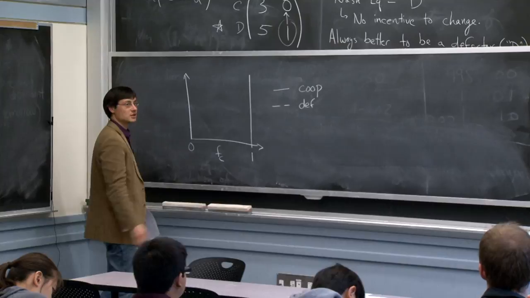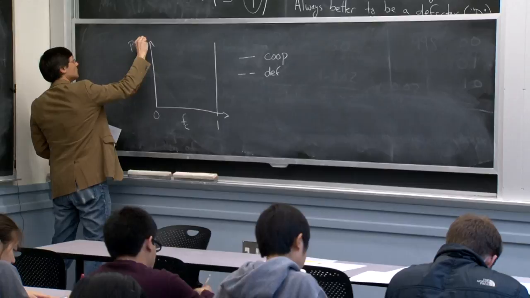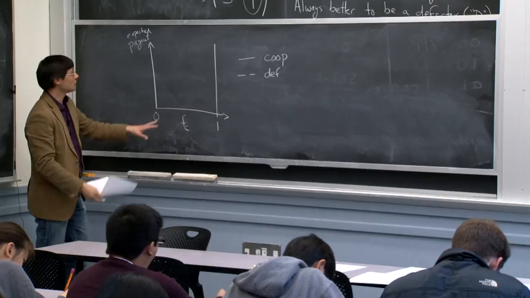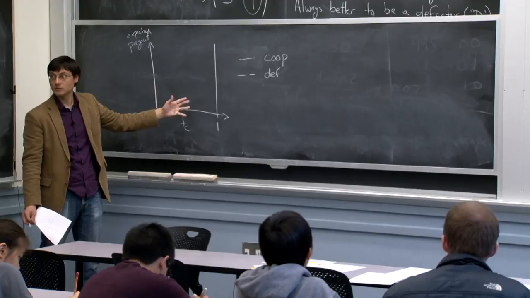I'd like to encourage you to try to draw what this should look like. I'll give you 30 seconds. This is the payout, or the expected payout. We're assuming that you're going to interact randomly with the other members of the population as a function of the fraction cooperator. Then 1 minus that will be the fraction defector. Do you understand what I'm trying to ask you to do?